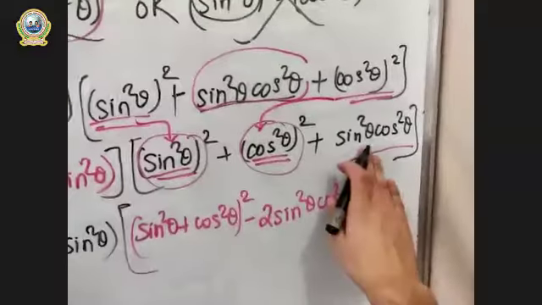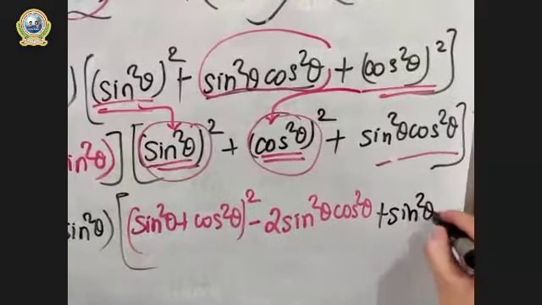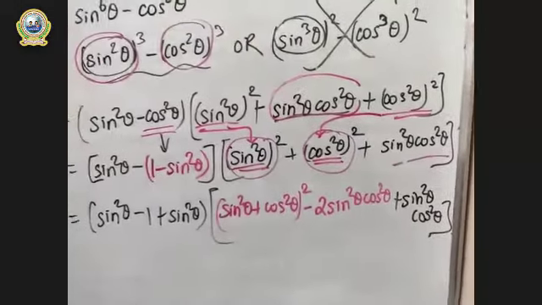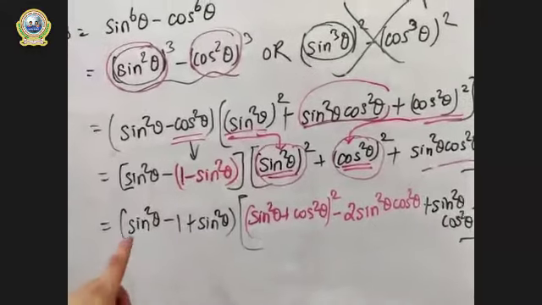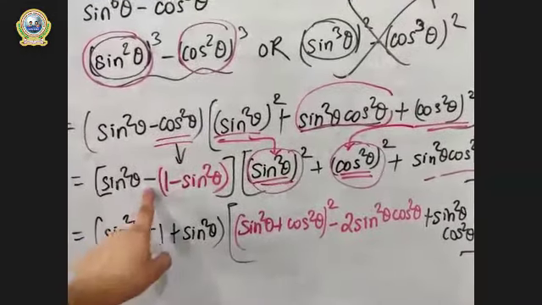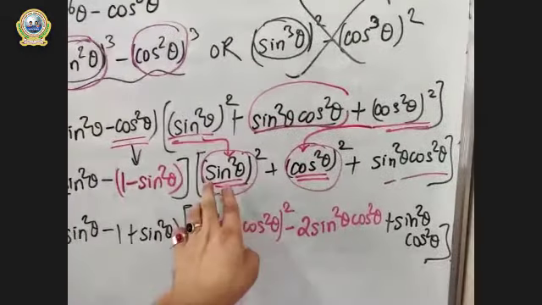And our last part is still remaining. This is our plus sine square theta cos square theta. Are you clear up to here? Once again, I will show this to you. The sine square theta is as it is, minus 1 is as it is, minus minus plus sine square theta. And in this part, we have written a square plus b square.